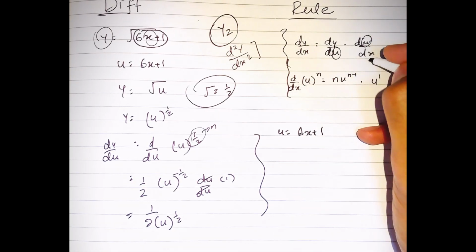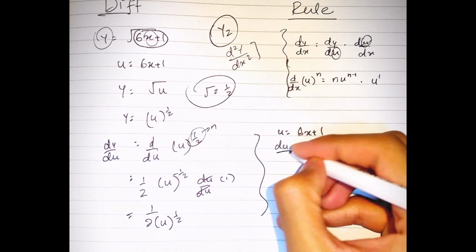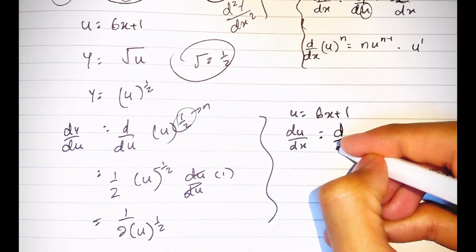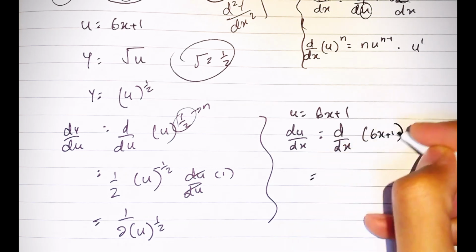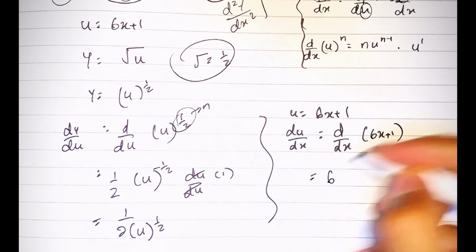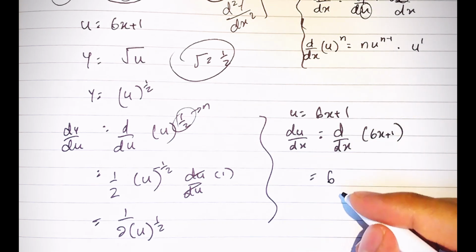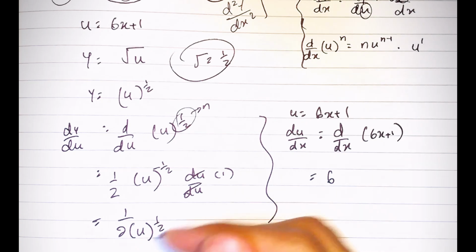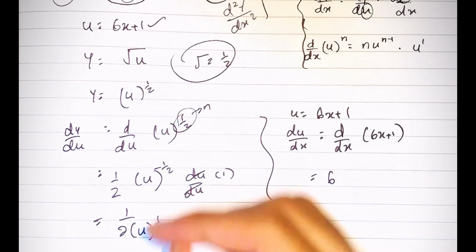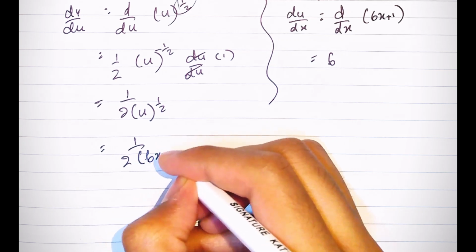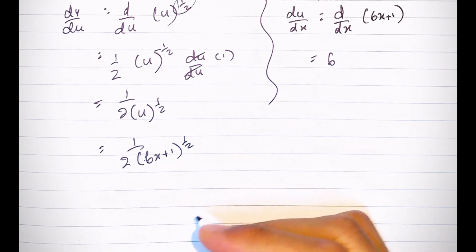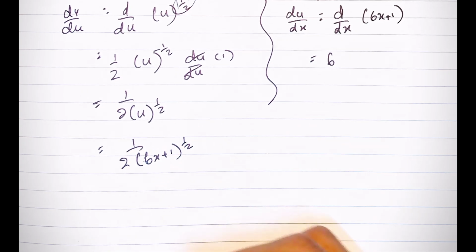Now let's find du by dx. So du by dx is equal to d by dx of 6x plus 1. So the derivative of 6x would be 6 and the derivative of 1 would be 0 because it is a constant. So du by dx is equal to 6. Now we know that the value of u is 6x plus 1. So we can put the value of u as square root of 6x plus 1. Now we can put these things into the chain rule.